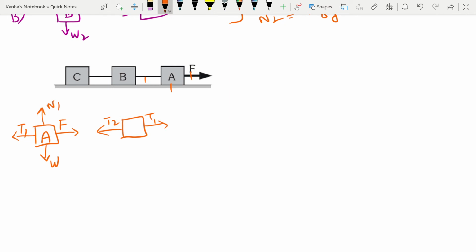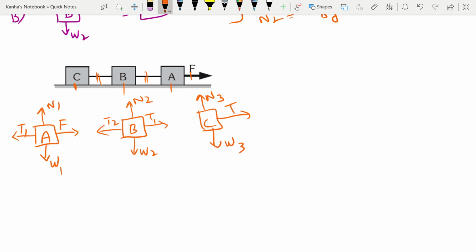Okay, B has contact here, and contact here. So there is a force N2. Okay, and then its own weight is there. Similarly for C, how many contacts are there? There is one contact here and one contact here. So you get a tension force, a normal reaction, and one non-contact force, which is the weight.